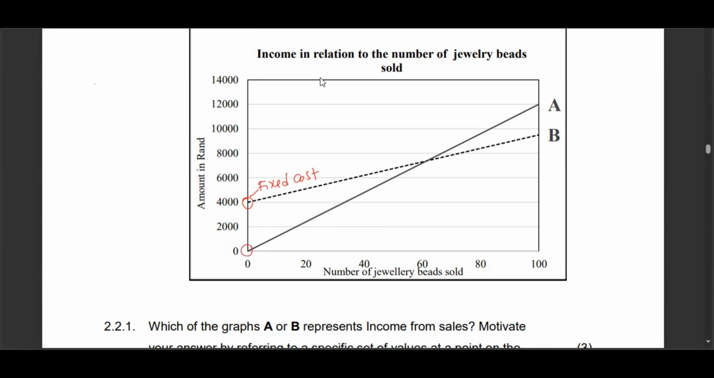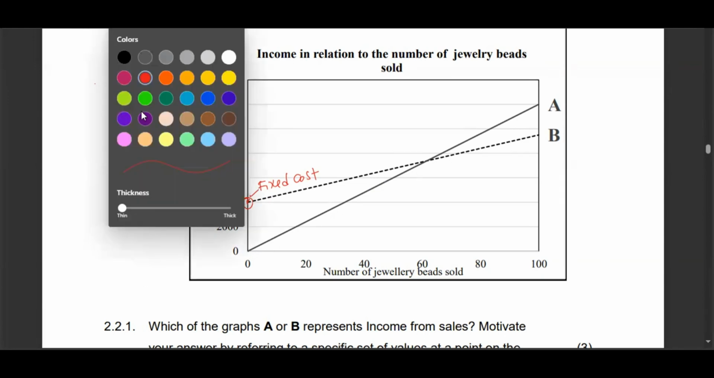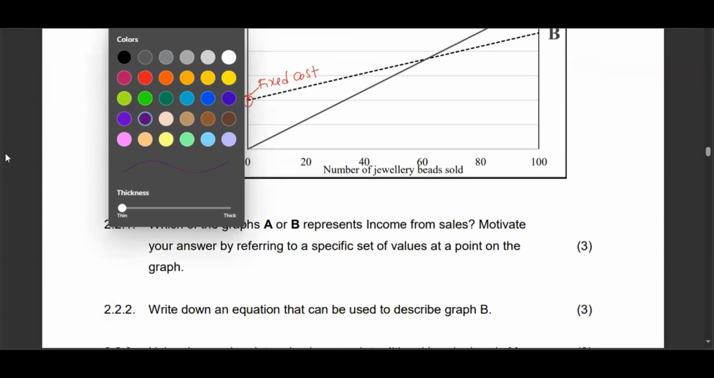Income starts at 0 because you sell nothing, you get nothing. But cost starts somewhere because first and foremost, you need to buy the material, you're spending. You need to rent the place, you're spending. You need to pay labor, you're spending. That's fixed, like you need to spend before you start selling. But for income, you earn immediately. You start selling.